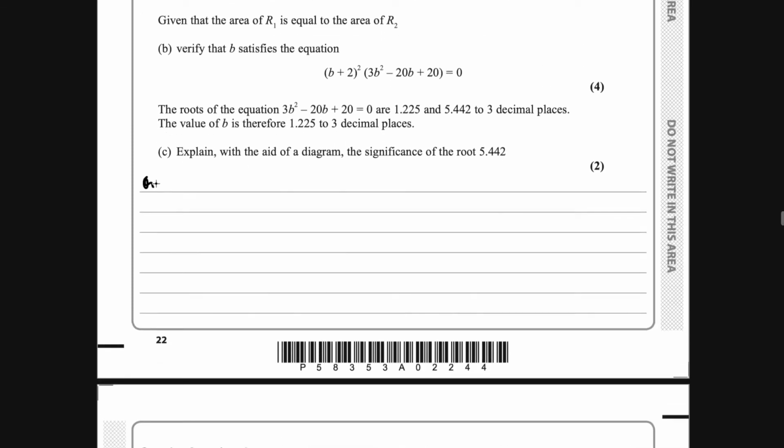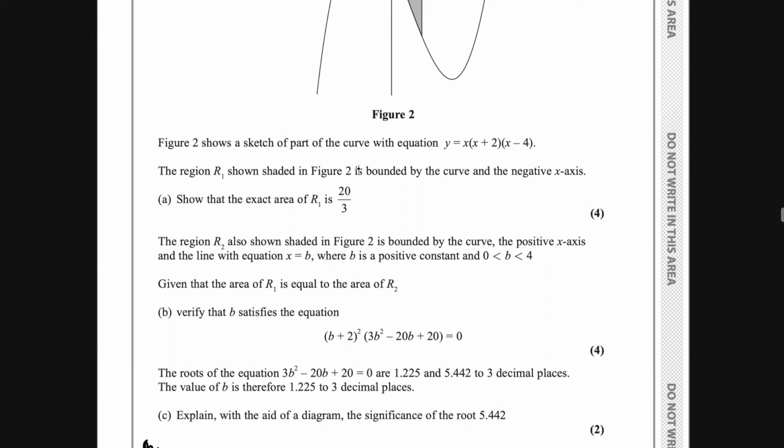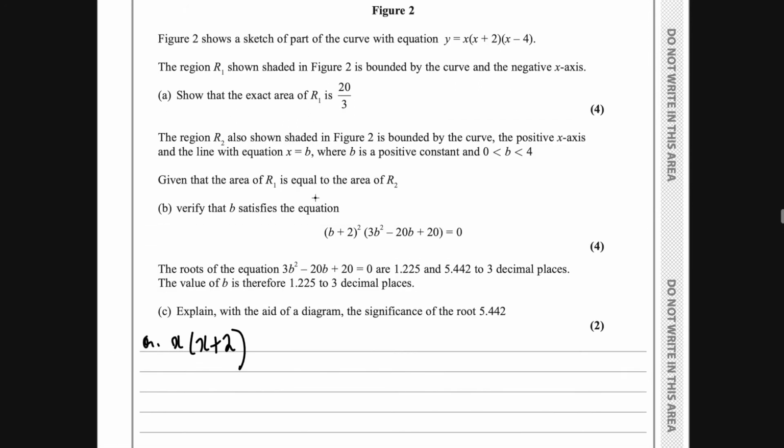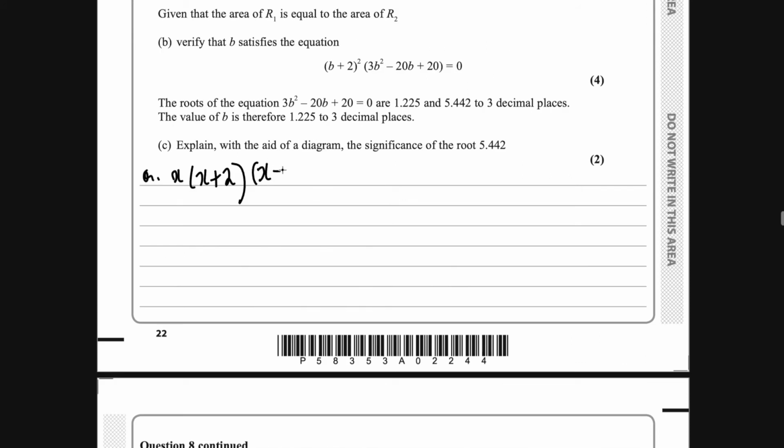So really our first step with this is going to be to put this in a form where we're able to integrate it. And obviously the first thing that comes to mind is just going to be to expand this out. So we've got x plus 2, and then we've got x minus 4. So first we're just going to be expanding these two out. That gives us x squared plus 2x, and we're going to be multiplying that by x minus 4.